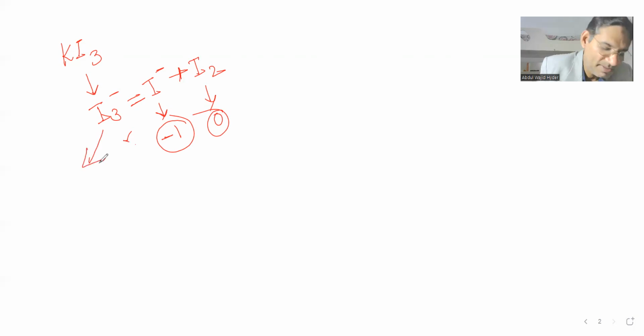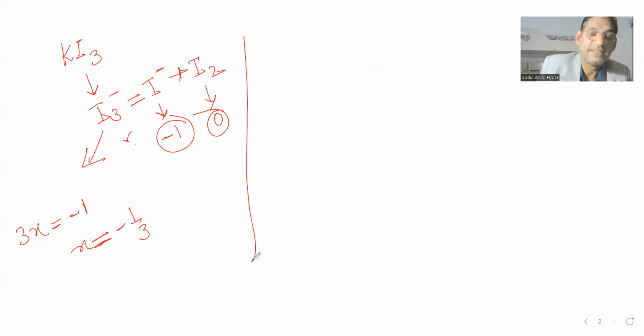And if you take the average method, then 3x is equal to -1, so x will be equal to -1/3. So we should know both methods, exact method and average method. You will be able to handle the exact method only if you know the bonding. If you are not good in bonding, then it will be difficult for you to manage the exact method. But for the average method, bonding is not required, just maths is required.